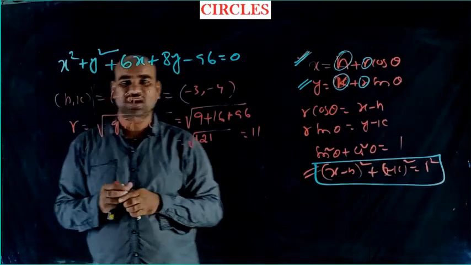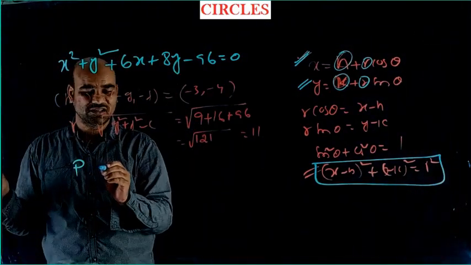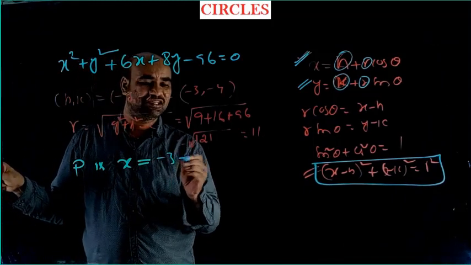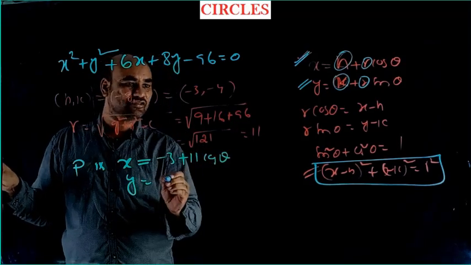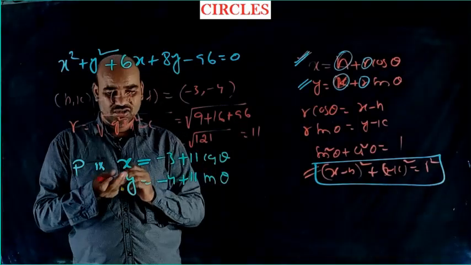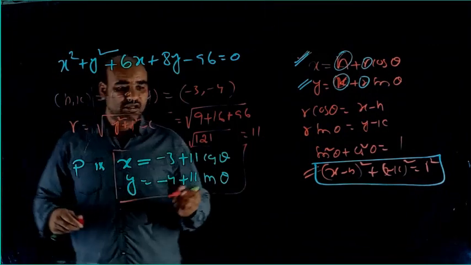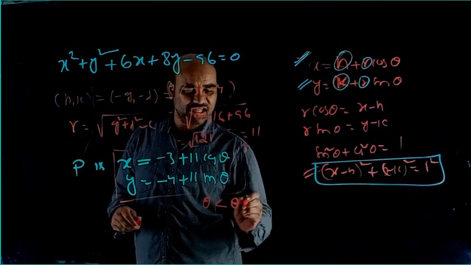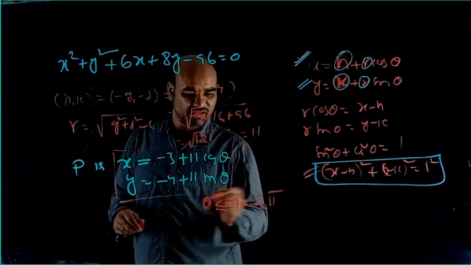Now you can write the parametric equation of the circle. Therefore the parametric equation of the circle is x equals minus 3 plus 11 cos theta and y equals minus 4 plus 11 sin theta. So this is the parametric equation of the given circle. Here we should mention what theta is. Theta is any real number between 0 to 2 pi. You can include 0 or you can include 2 pi.